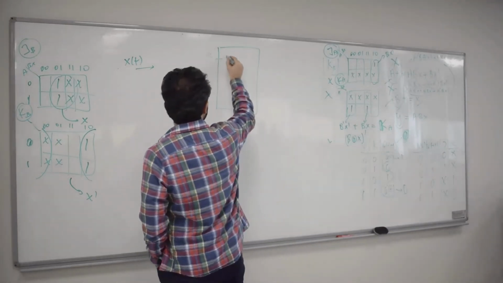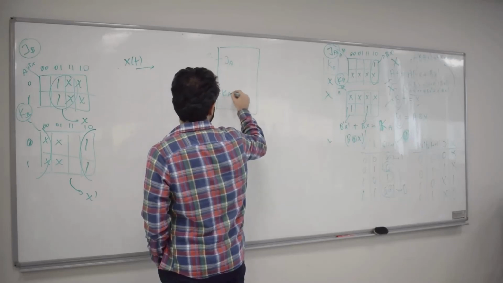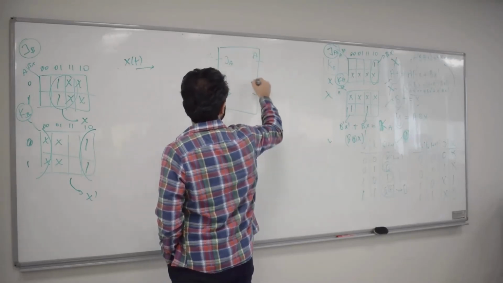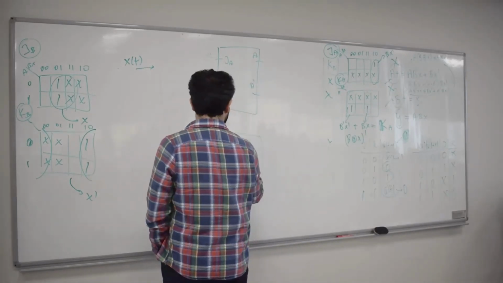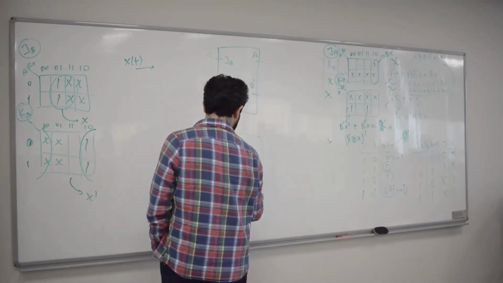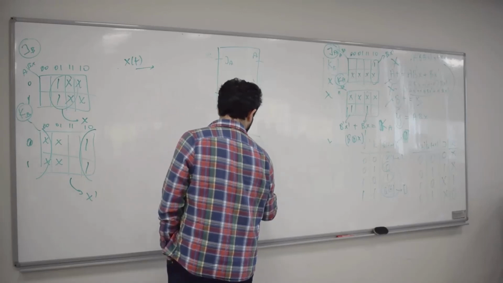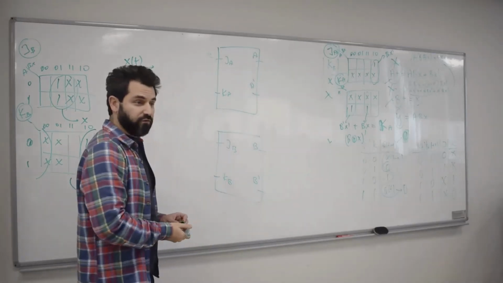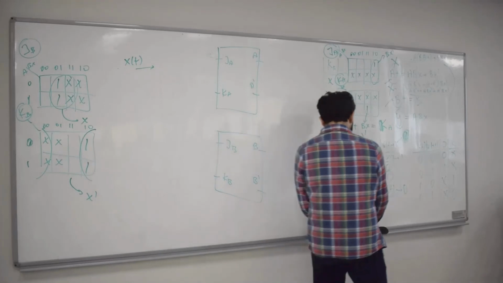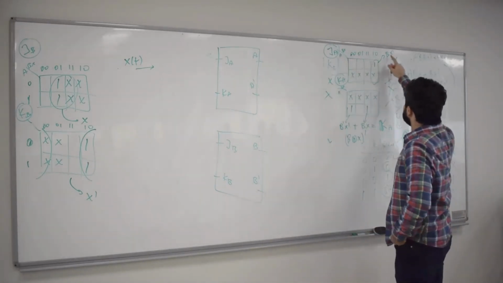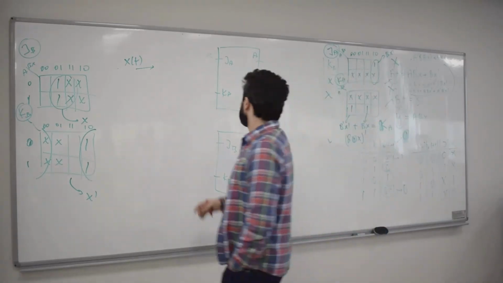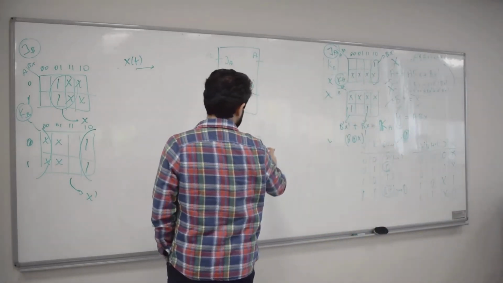Those are JA, KA, and this is A prime. And I have JB, KB, and this is B prime. So I put the JK flip-flops first. Now I need to calculate those inputs. For example, JA is BX prime, so JA is going to be BX prime.